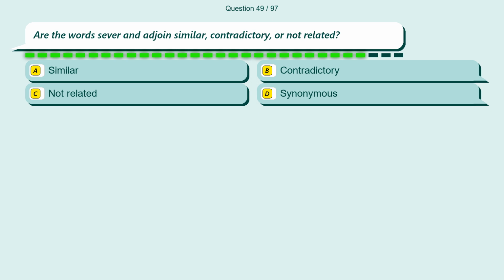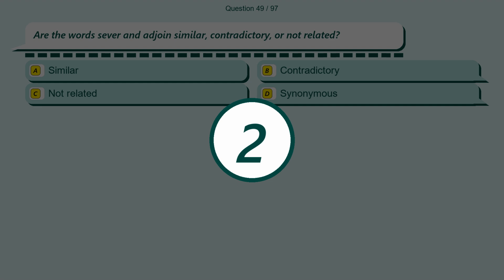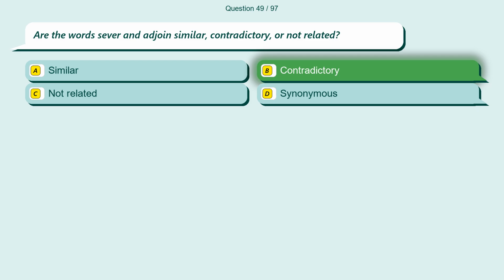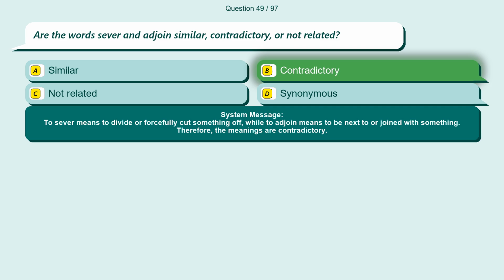Question 49. Are the words sever and adjoin similar, contradictory, or not related? Option A, similar. Option B, contradictory. Option C, not related. Option D, synonymous. The correct answer is option B, contradictory. To sever means to divide or forcefully cut something off, while to adjoin means to be next to or joined with something. Therefore, the meanings are contradictory.